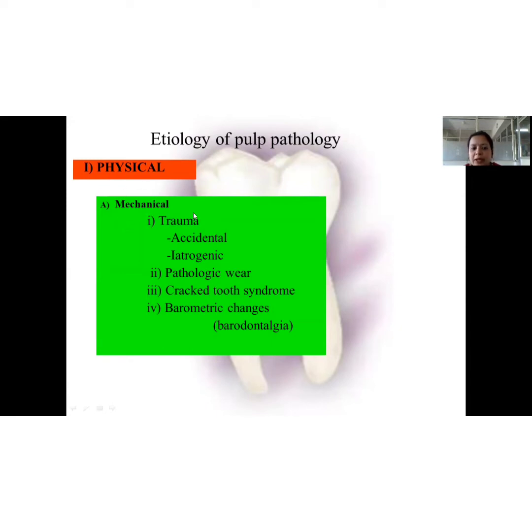In physical, they can be mechanical, like trauma. Trauma can be accidental or iatrogenic. Iatrogenic is accidental, where we expose the pulp while removing the carious dentine. Then pathological wear, cracked tooth syndrome, and barometric changes, that is barodontalgia. That is the pressure changes when we go to high altitude, certain pressure changes occur in the blood, and due to that there will be pulpal pathology.